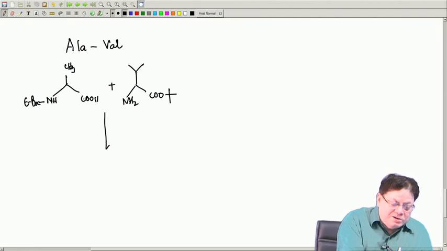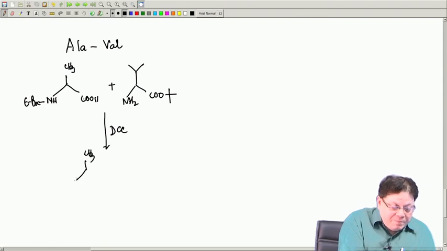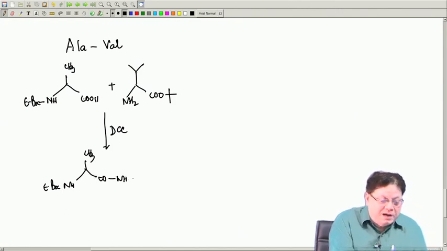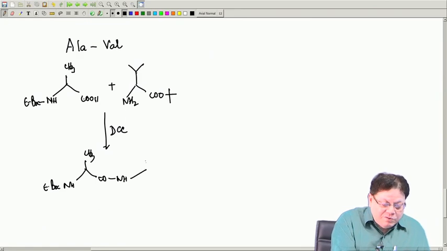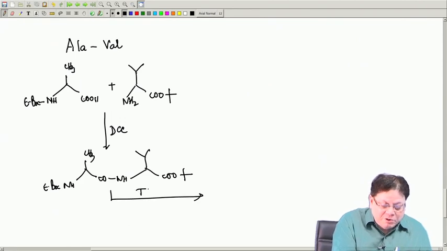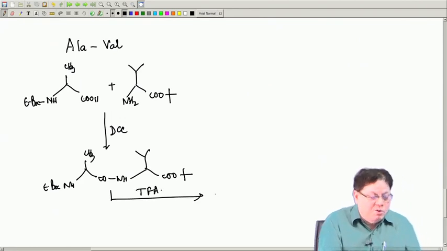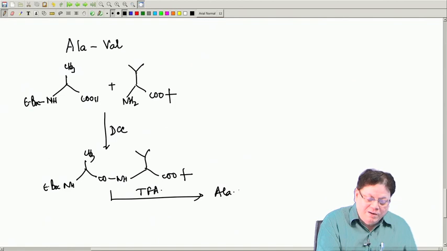So, then I add this DCC and I do the coupling. CH3, NH, T-Boc and then CO. Now, that will form the peptide and then this will be the valine part. And what is the last step? The last step is deprotection with TFA. So, you get alanine and valine. Okay.